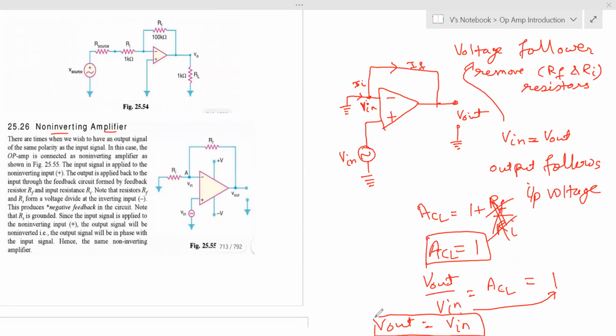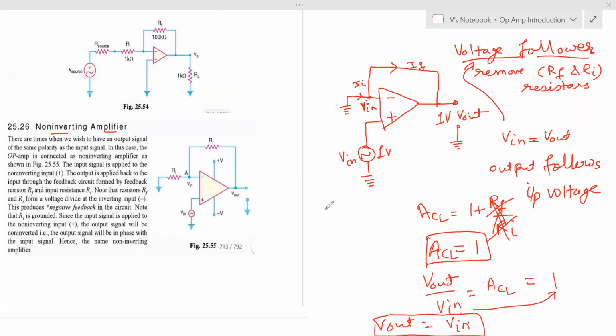So we are getting the same output as the input. If you provide 1 volt here, we are also getting 1 volt at the output. Then what is the use of this circuit? It is not an amplifier, right? It is a voltage follower. But we have other advantages of the op-amp.